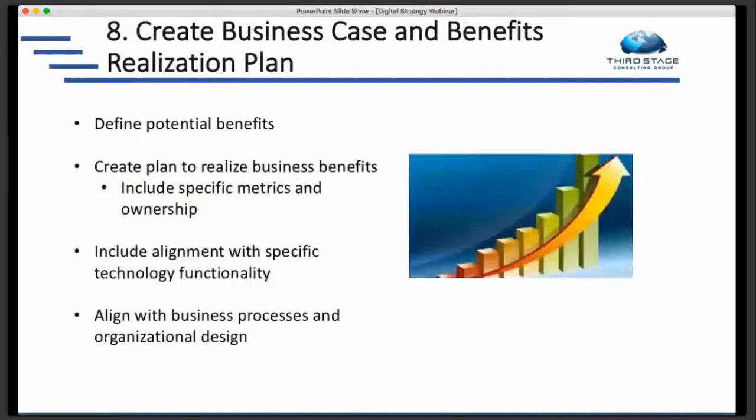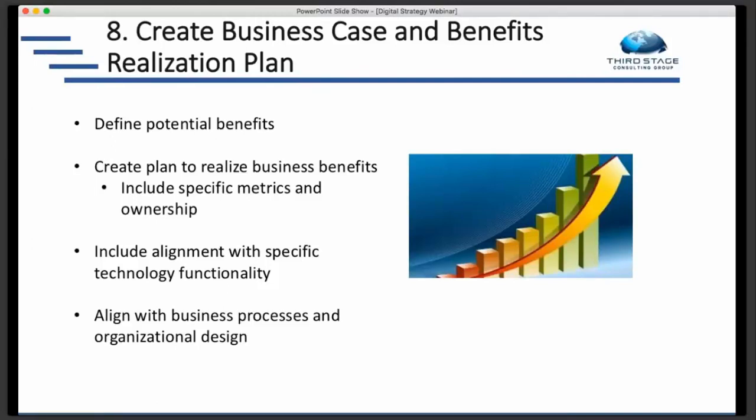And then we create that business case and the benefits realization plan. It's a separate step here, but it really is part of step 7 where we define the 3 to 5 year roadmap. Typically the roadmap includes the business case and the benefits realization plan. So here's where we're defining those potential benefits. We're creating a plan to realize the business benefits. We're including specific metrics and ownership along the way.